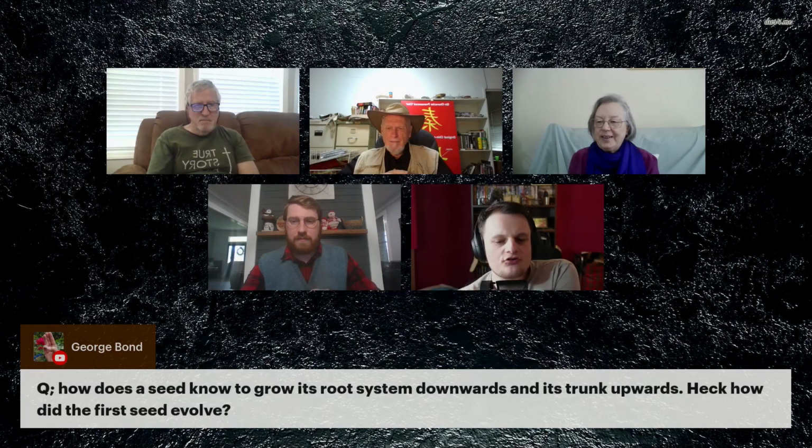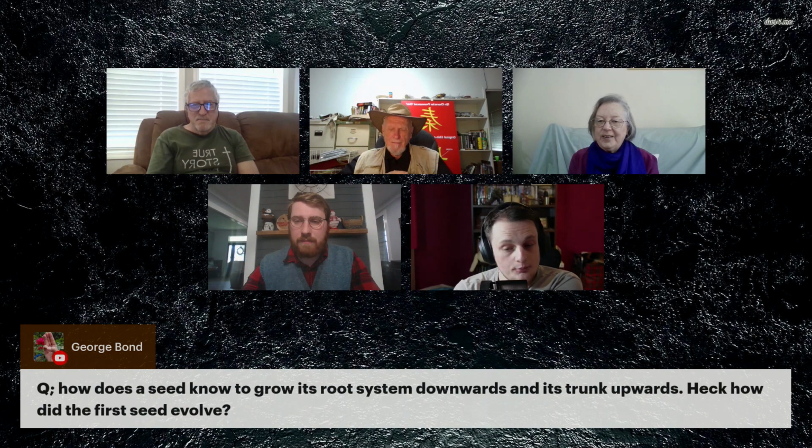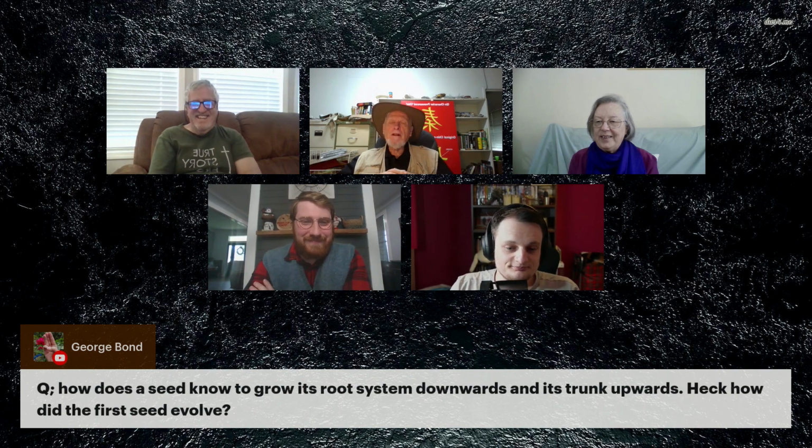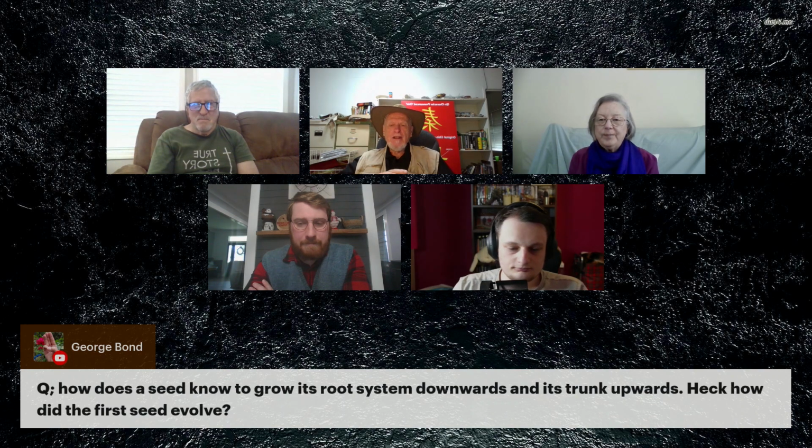Question: how does a seed know to grow its root system downwards and its trunk upwards? Heck, how did the first seed evolve? I'll throw in something that came from my observations of seeds in space. Some of us are old enough to remember when they sent out monkeys and dogs and plants to see the effect on these things.